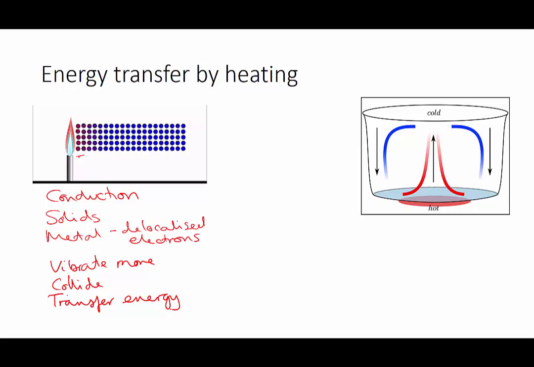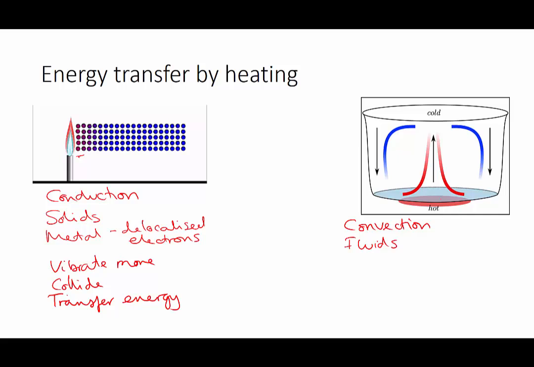And that energy transfer is obviously then where the energy gets passed along as heat. Our second form of energy transfer here is convection. In convection, we're looking at fluids. So fluids are liquids and gases. Basically, we need the particles to be able to move around freely, which can't happen in the solids.